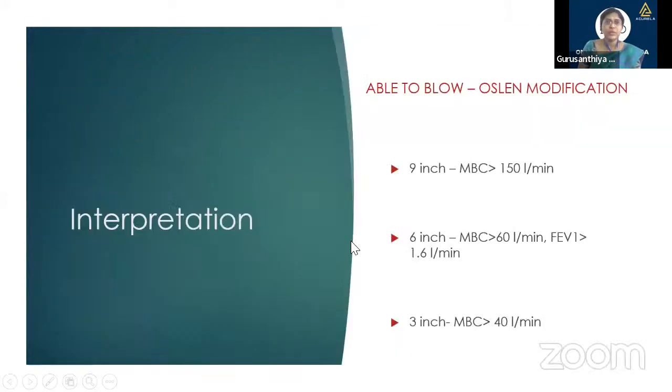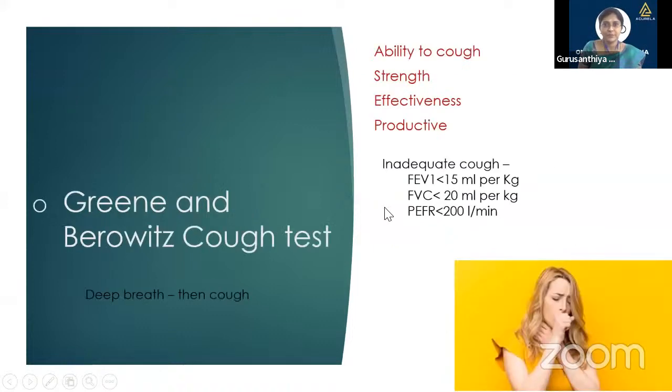So initially, if you are able to blow it at 6 inches, then the maximum breathing capacity is more than 60 liters per minute, and FEV1 is more than 1.6 liters. Then Osland modified it and gave us 3 values. If the patient is able to blow at 3 inches, it means the maximum breathing capacity is more than 40 liters per minute. And if the patient is able to blow at more than 9 inches, it is more than 150 liters per minute.